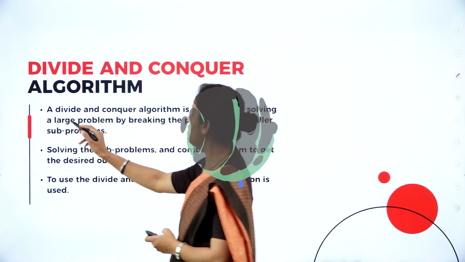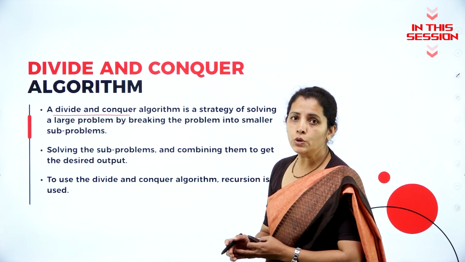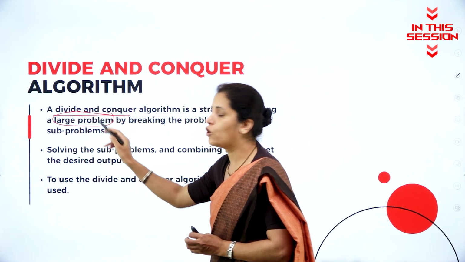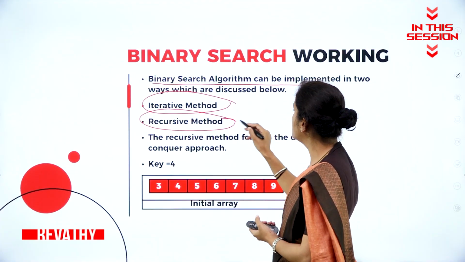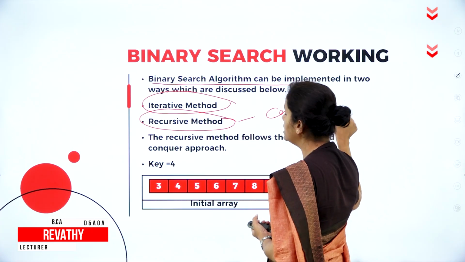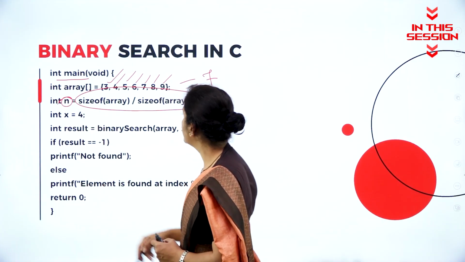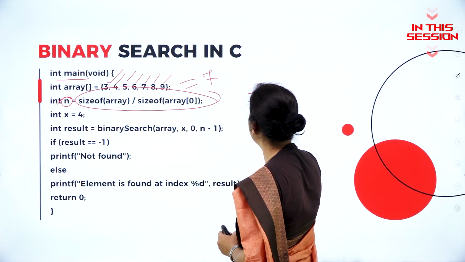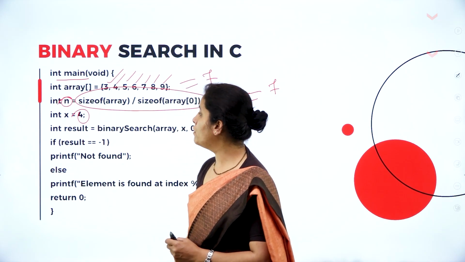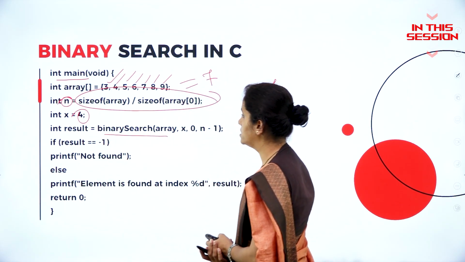See here, a divide and conquer algorithm is mainly used to solve complex or large problems. So what is recursion? Calling the same method again and again until the given condition is true, that is known as recursion. What is the size of the array? That is nothing but 7. And what is my key? Key is nothing but 4. Okay, and I'm going to call the binary search.